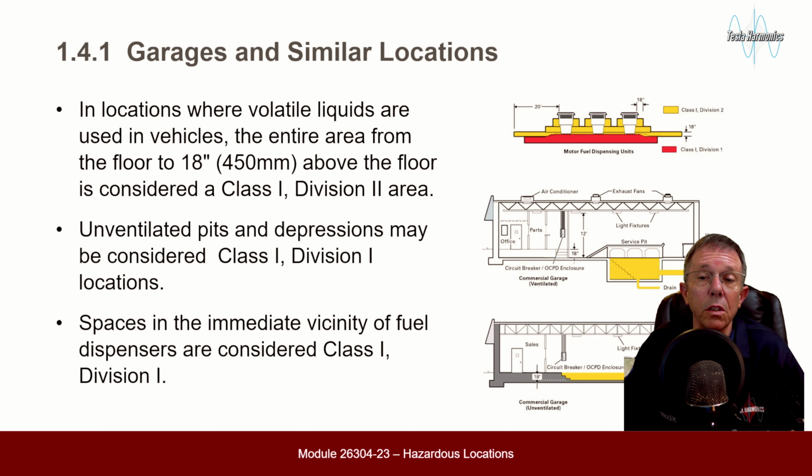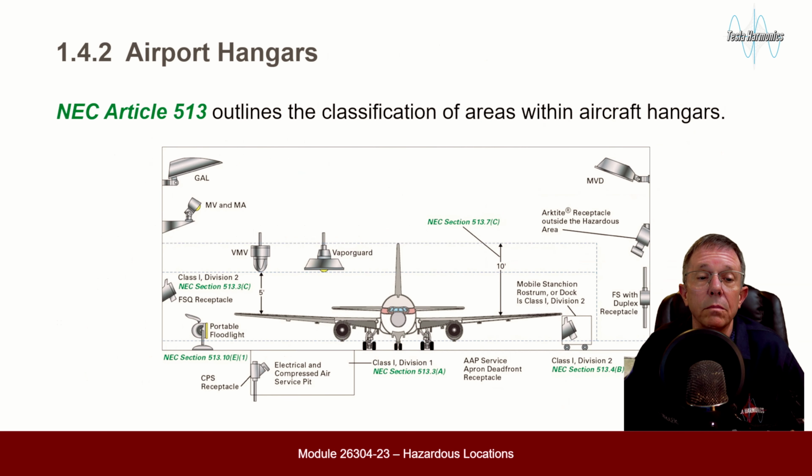Garages and similar locations. In locations where volatile liquids are used in vehicles, the entire area from the floor to 18 inches above the floor is considered a Class 1 Division 2 area. Unventilated pits and depressions may be considered a Class 1 Division 1 location. Spaces in the immediate vicinity of fuel dispensers are considered Class 1 Division 1.